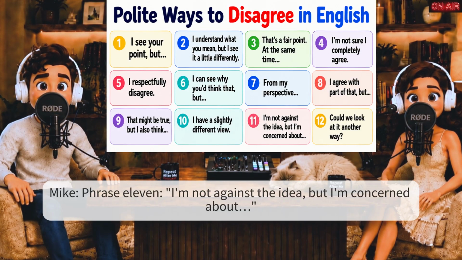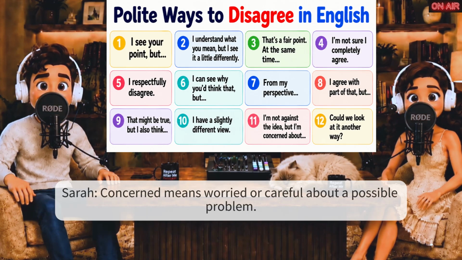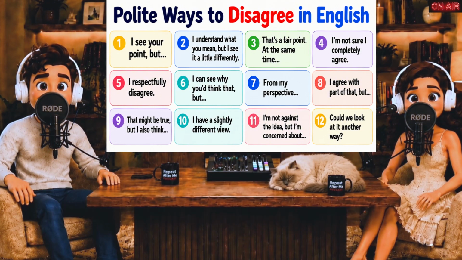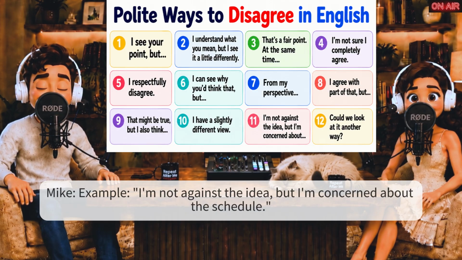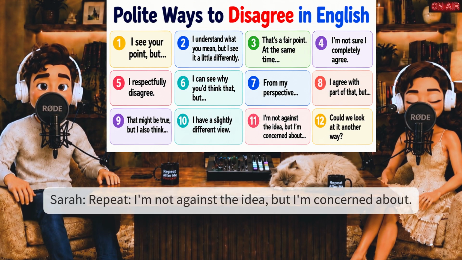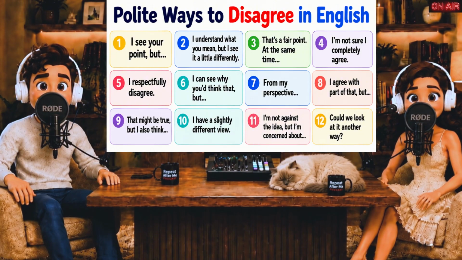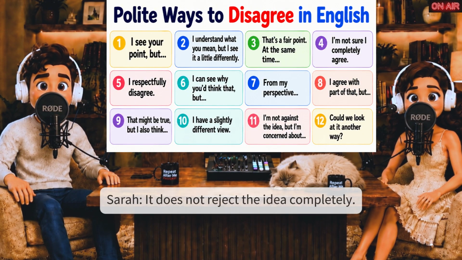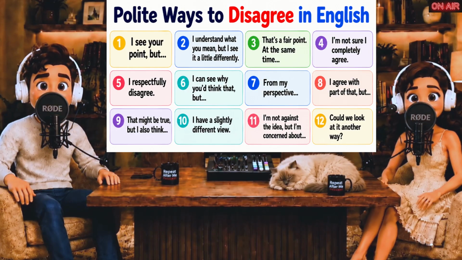Phrase 11. I'm not against the idea, but I'm concerned about. Concerned means worried or careful about a possible problem. Example: I'm not against the idea, but I'm concerned about the schedule. Repeat. I'm not against the idea, but I'm concerned about. This phrase is very useful at work. It does not reject the idea completely. It explains the problem you see.